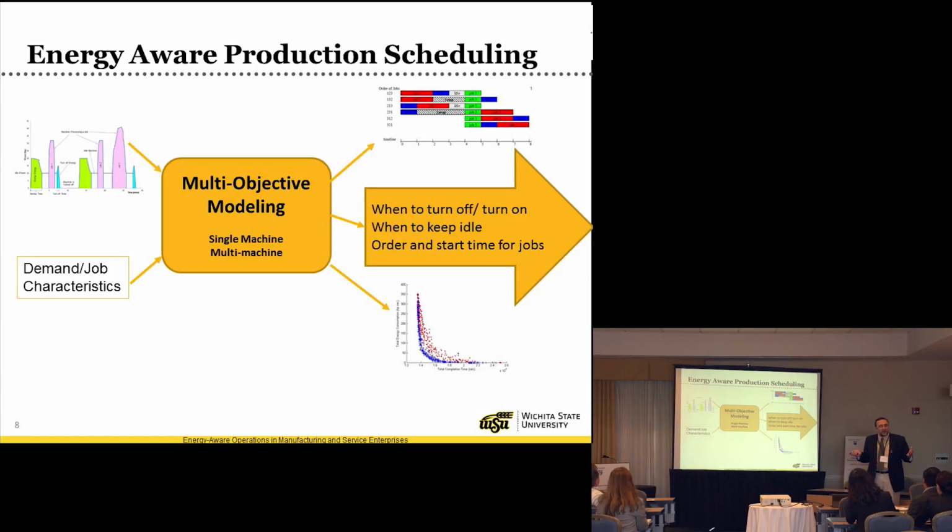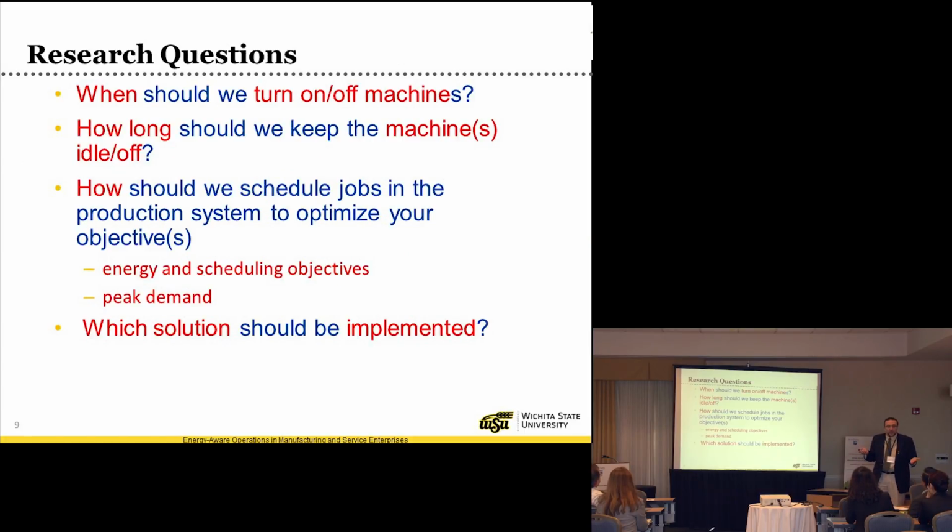Energy consumption is usually one of the objectives. With this, what you try to obtain is when you should turn the machines on or off, how long the machines should be idle, and how you should schedule jobs in the production system to optimize your objectives. And at the end, if you have the Pareto front, which solution do you implement?